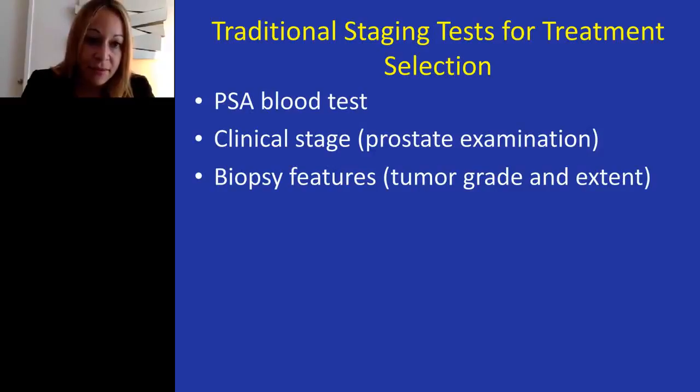Traditionally, the way that we've done this is to continue to check the cancer through traditional tests. These include the PSA blood test, determining what is the PSA level, clinical stage, or the prostate digital exam with a finger, and looking at the biopsy features, the grade of the cancer, which is measured as the Gleason score, and the extent of the disease, how much cancer is there on biopsy.